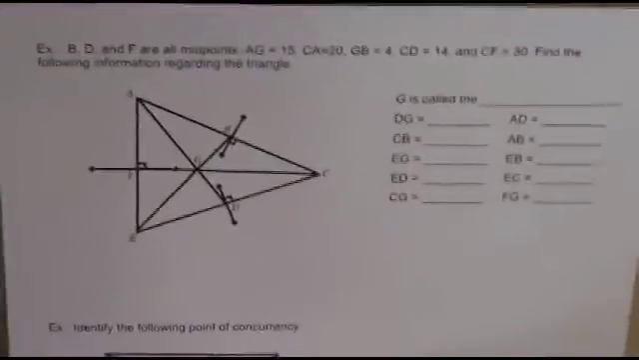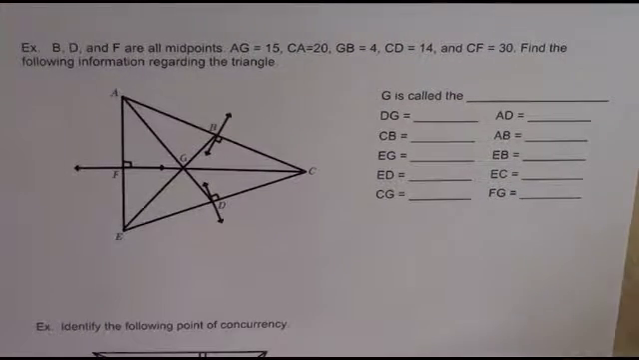Now the third one. B, D, and F are all midpoints. AG is 15, CA is 20, GB is 4, CD is 14, and CF is 30. Find the following information regarding the triangle.